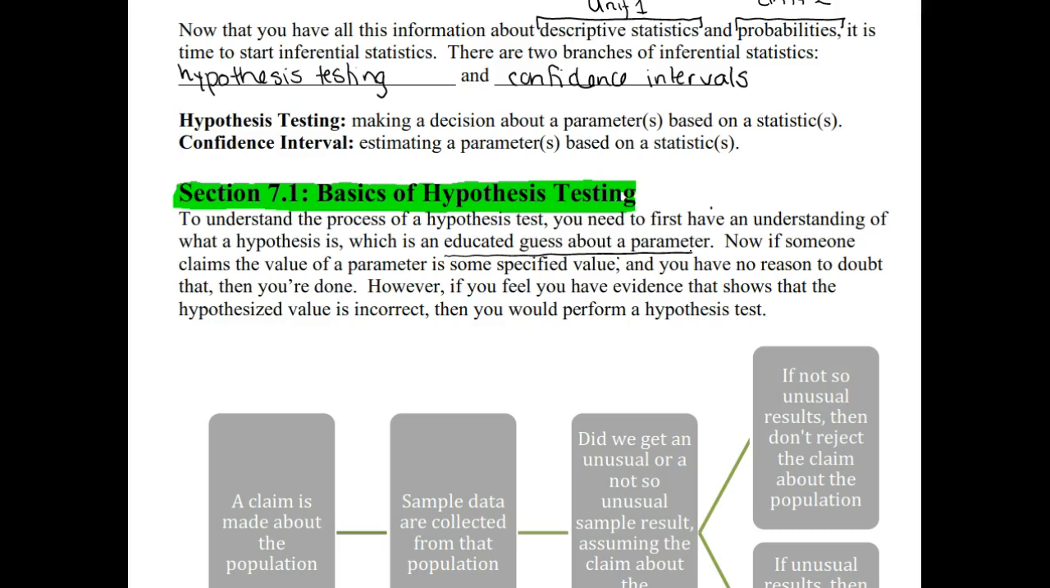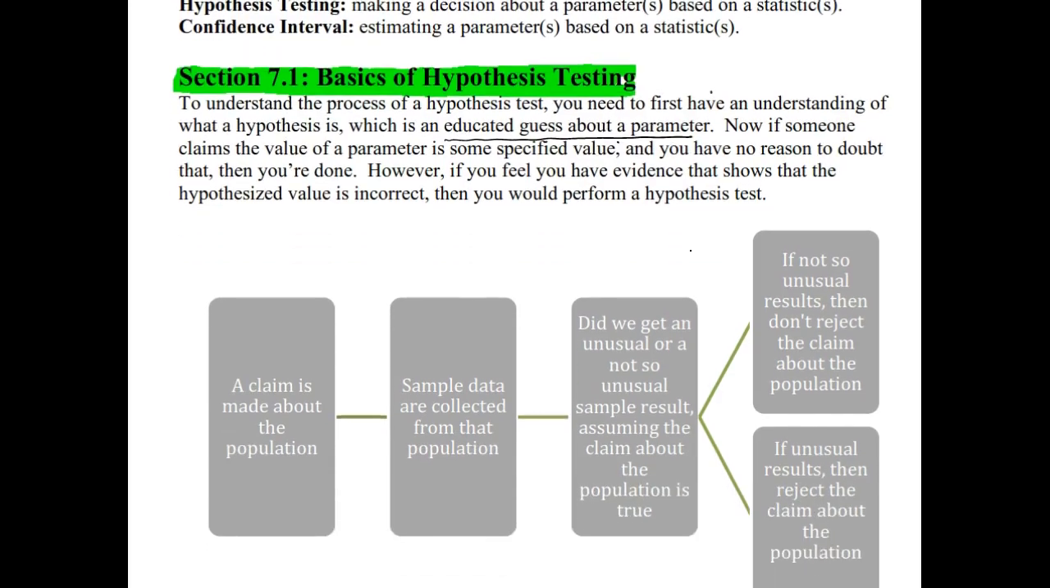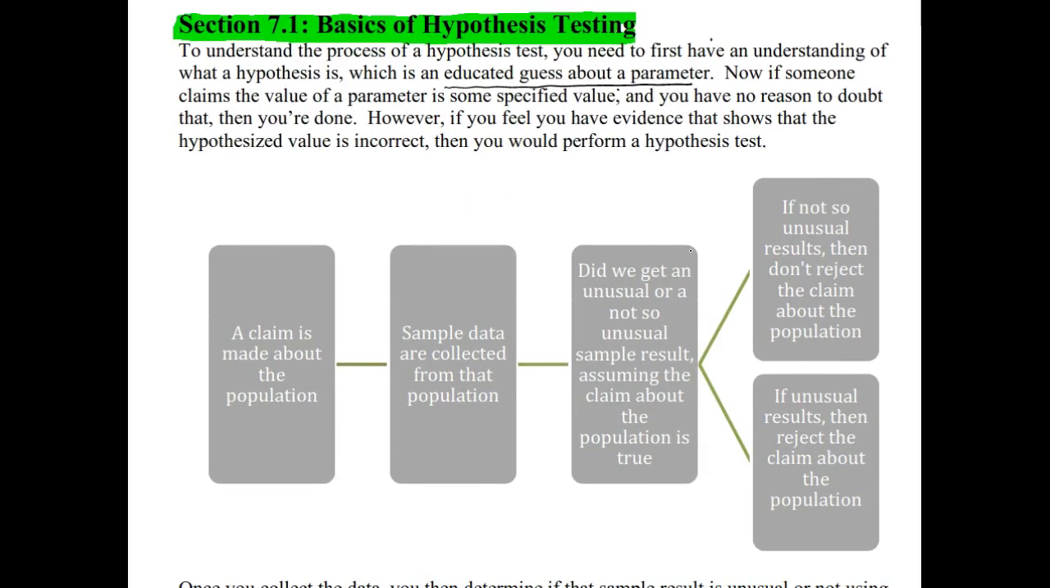Now, if someone claims that the value of the parameter is some specified value, and you have no reason to doubt that, then you're done. However, if you feel you have evidence that shows that the hypothesized value is incorrect, then you would perform a hypothesis test. So it kind of goes like this: some claim is made about the population, and if we believe that claim, we're just done. But if we feel, as we've collected data and so on, that this hypothesis is incorrect, then sample data are collected from that population.